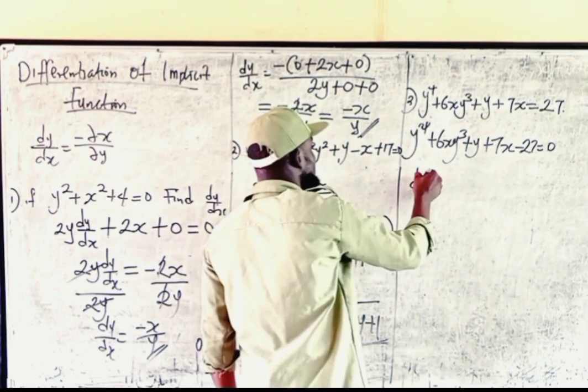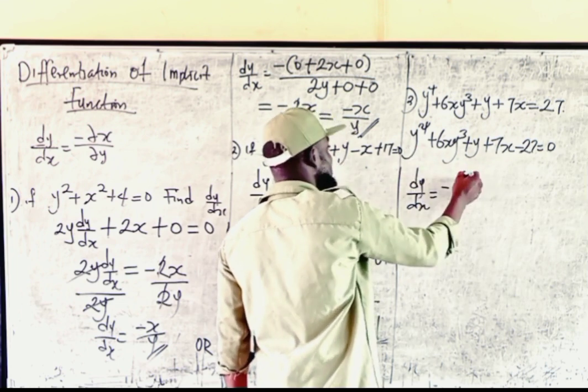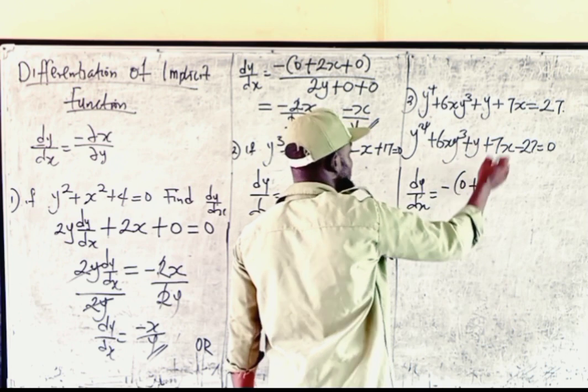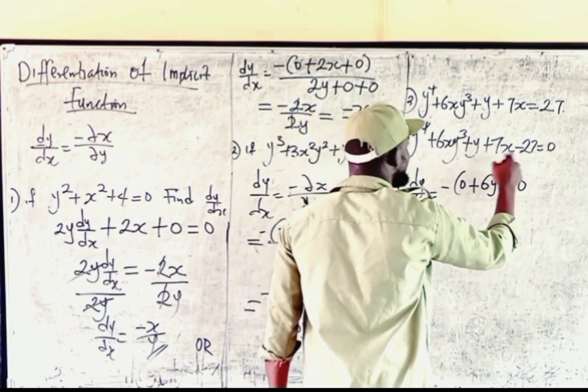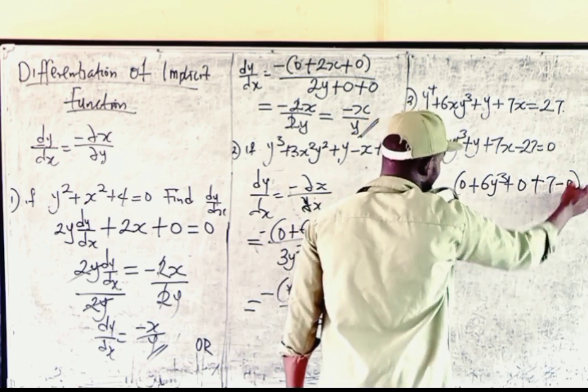For that, okay. dy over dx will now be minus dF over dx. Differentiating this one, that is 0, there's no x there. Differentiating this x, that is 1. 1 times 6y cubed, 6y cubed. Differentiating this y, there's no x there, 0. Differentiating 7x, that will be 7. Differentiating 27, that is 0.